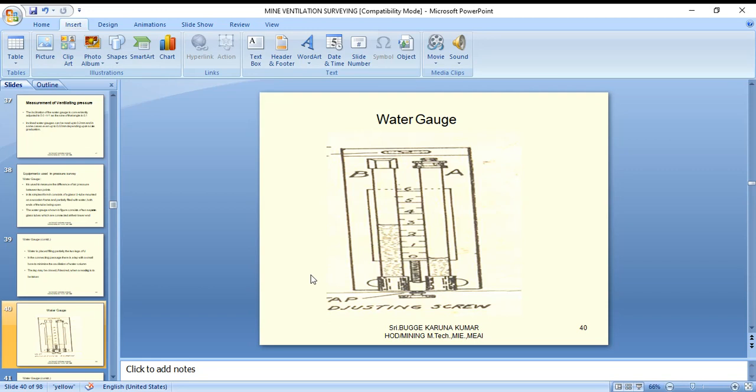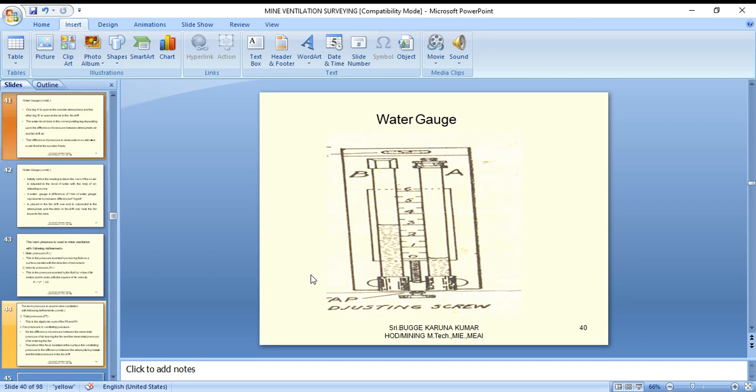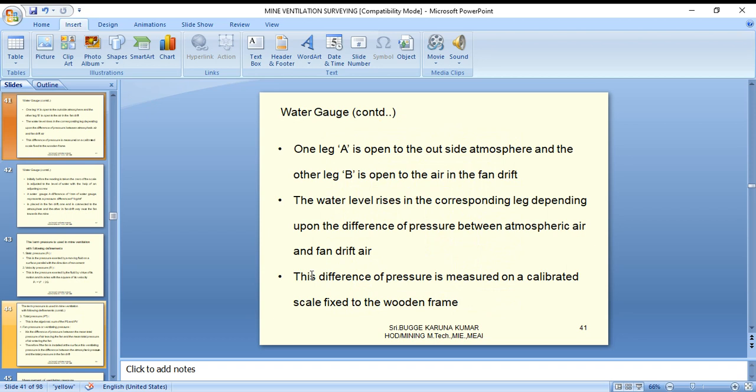So the water gauge is generally used on main fans and surface fans. It is established for getting easily understandable readings through water gauge meters. Simply U-tube meters, the pressure difference can be easily identified. One leg A is open to the outside atmosphere. That is, the atmospheric pressure will always be acting on that one. Another leg B is open to the air in the fan drift. So this is the basic principle. One is open to atmosphere, another open to the fan drift. That is the A column and the B column.